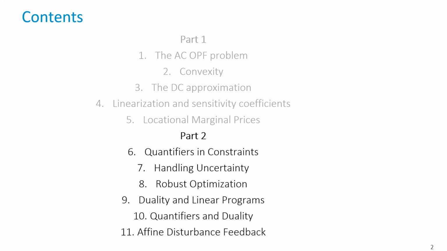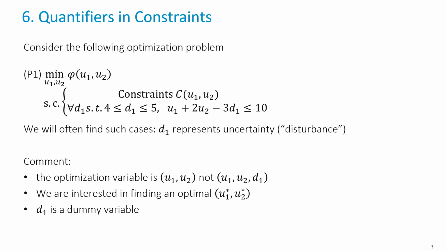Let us start with some technical issues which have to do with how we manipulate and solve an optimization problem in which we have what I call quantifiers, which are here to handle uncertainty. What is a quantifier? A quantifier is a symbol like this one here, which means for all. There's another one which is there exists. So here is a problem.